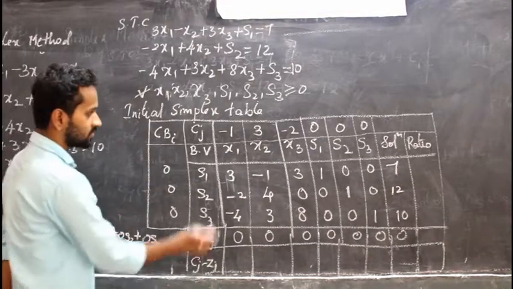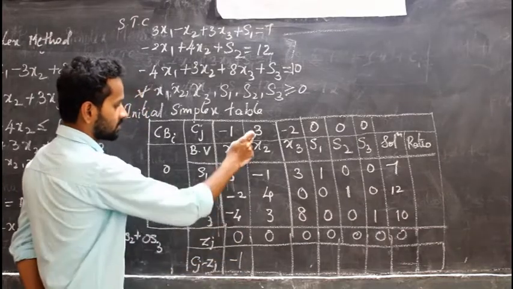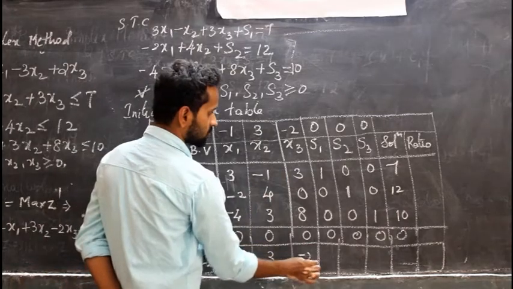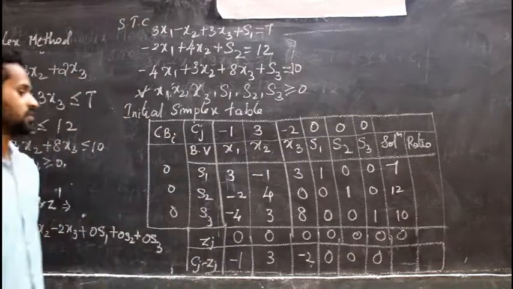When I go for Cj minus Zj, minus 1 minus 0 becomes minus 1. 3 minus 0 becomes 3. Minus 2 minus 0 becomes minus 2. 0, 0, 0. Now check the optimality condition.